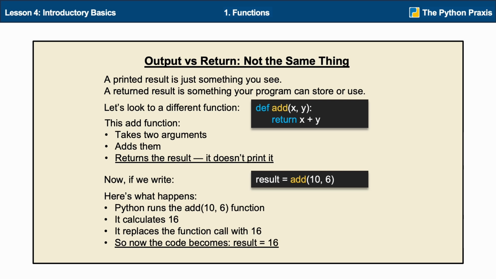Here's an example. We declare a function named add with two arguments x and y. It adds these two variables and returns the sum, x plus y. Now if we write result = add(10, 6), Python will run the function with values 10 and 6, calculate the sum of 10 plus 6, which is 16. Then we'll replace add(10, 6) with 16. So now the line becomes result = 16. That's the magic of returning.